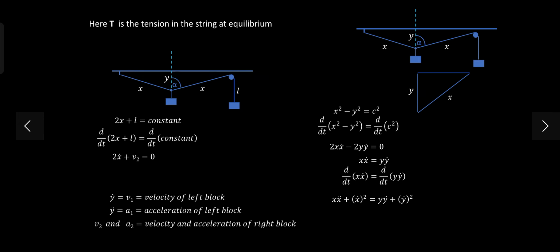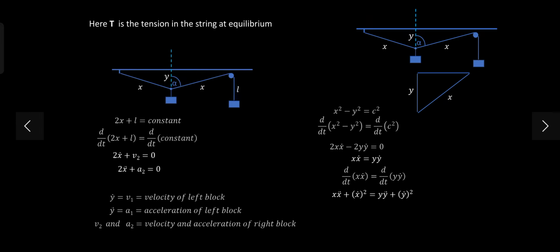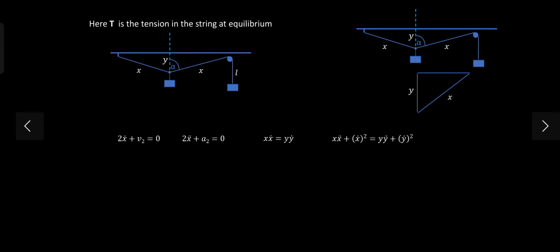Because L is the length of this thread from the right nail to the right block. So as L changes, the position of the right block will also change. So I have denoted that the derivative of L will be the velocity of block 2, or right block. Again applying the differential operator, we will get 2x double dot plus a2, the acceleration of the second block or right block. Now keep in mind these four equations.